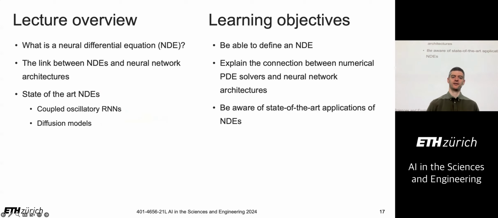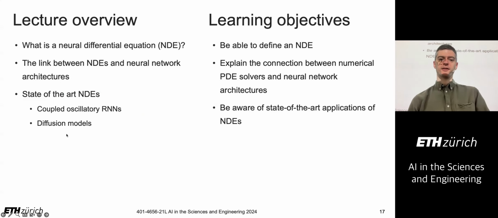So in the last lecture and just now, I've given you the basic definition of neural differential equations. I also told you about this link between NDEs and neural network architectures. And then I told you about a state-of-the-art neural differential equation model, these coupled oscillatory RNNs, to solve these kinds of machine learning tasks with high performance.